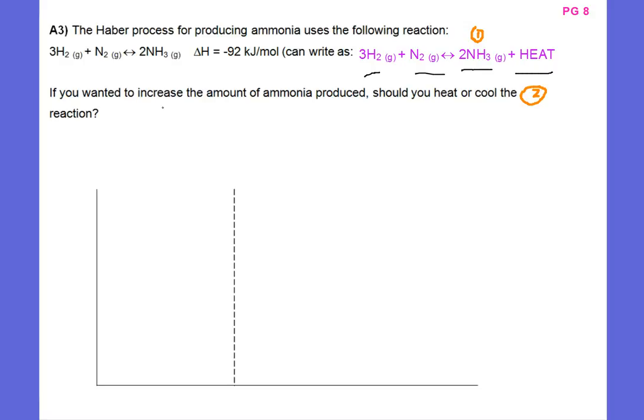And the question is, if you wanted to increase the amount of ammonia produced, should you heat or cool? This is a good chance to pause the video and think about what you've written down and what you've learned so far. If you want to make the reaction go to the right, which means produce more ammonia, should you heat it up or cool it down? Don't forget, equilibrium will shift to counteract the change you made. So pause the video, have a think about the answer, and then check your answer in a second.